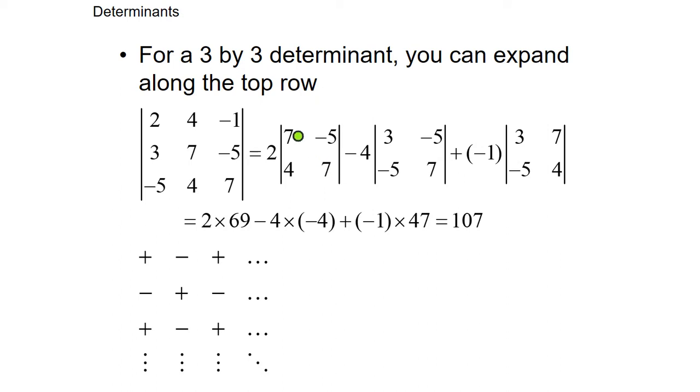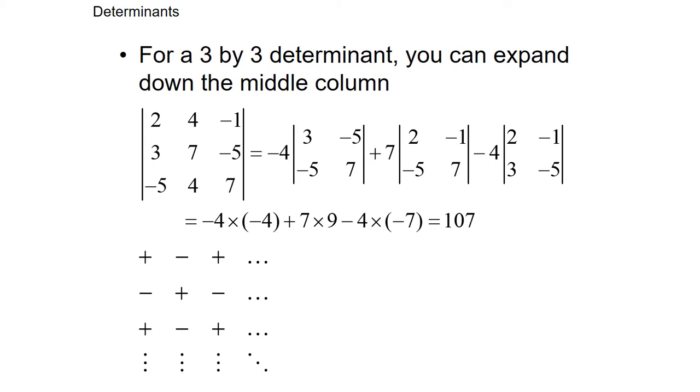So now we can carry out the 2 by 2 determinants. 49 minus minus 20, 21 minus 25, 12 minus minus 35. Do a bit more arithmetic. This determinant here comes out to 107. But we could do the same calculation using any of the rows, any of the columns. For example, let's expand down the middle column. Now going down the middle column, we see the signs here are minus, plus, minus.